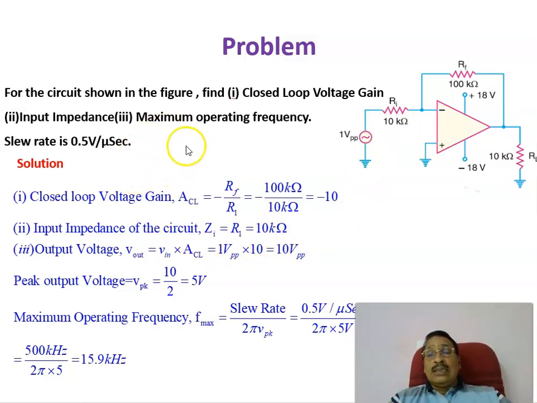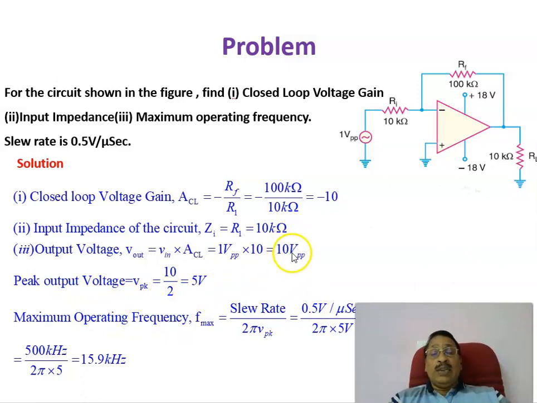The next one is that the input voltage equals 1 volt peak to peak, and the gain is equal to minus 10. Therefore, the output voltage will be equal to the input voltage times the gain. Therefore, 1 volt peak to peak times 10 is equal to 10 volt peak to peak. Therefore, the output voltage magnitude will become 10 volt peak to peak. 10 volt peak to peak means that the peak value will be equal to 5 volt. Therefore, the peak output voltage is equal to 5 volt.